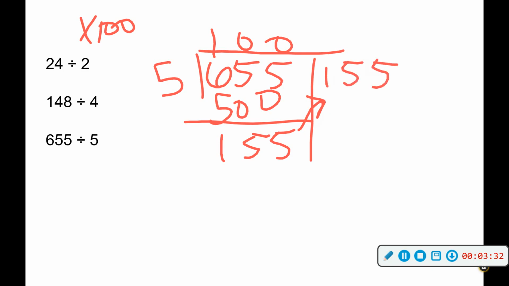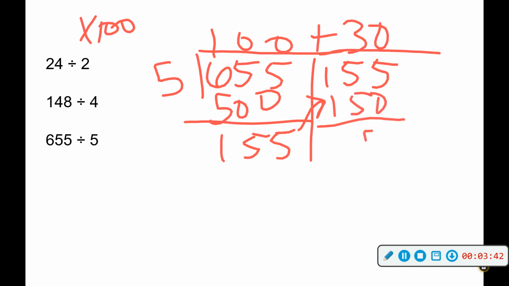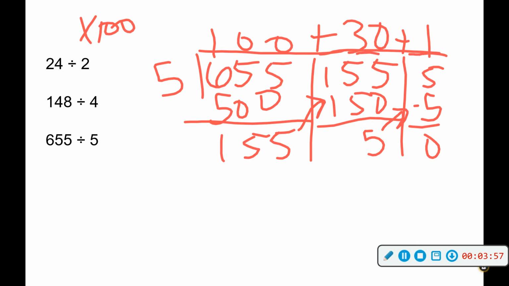So let's see, how many times can I multiply 5 to get 155? That would have to be 30, which would be 150. Therefore, I have 5 left over. I will bring that up for 5 ones. So now what times 5 will give me 5? That is just 1. So I have 131 with nothing left over. So 131 is my answer.